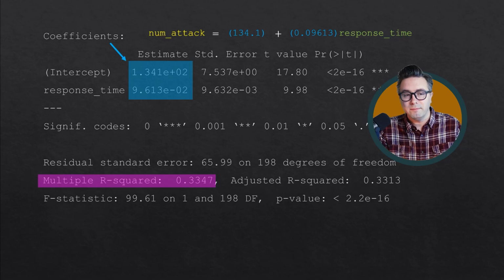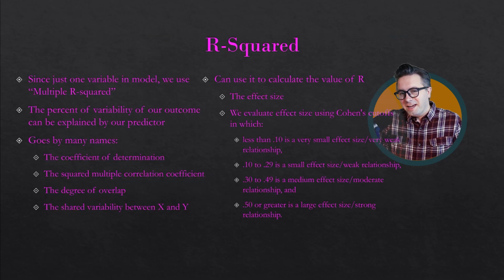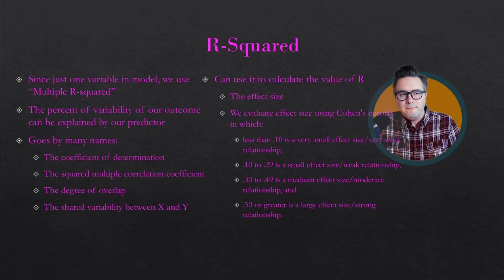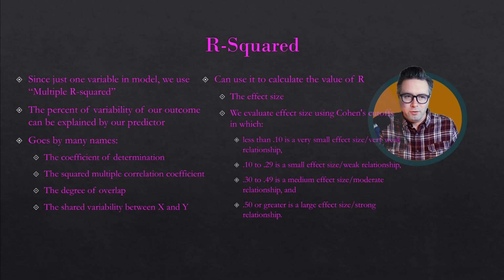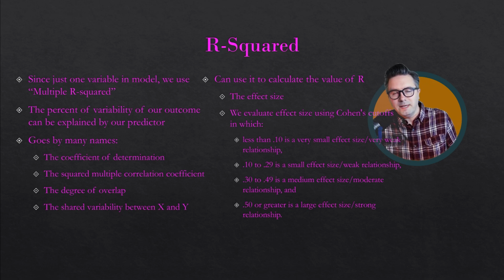It's a little confusing, but just go with it. So anyways, this R squared, since, like I said before, we're using only one variable in our model, we're using the multiple R squared. And as I said before, it's the percent of variability of the outcome that could be explained by the predictor. It also goes by so many different names, like the coefficient of determination, the squared multiple correlation coefficient, the degree of overlap, the shared variability between X and Y, yada, yada, yada, depending upon whatever X and Y is.